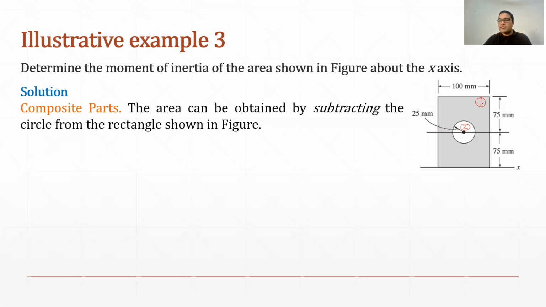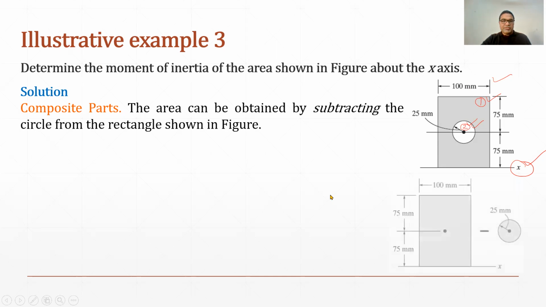So we will be finding moment of inertia of this rectangle and this circle, and to find out moment of inertia of the whole rectangle, what we will be doing is I will first find out moment of inertia of the rectangle about the x-axis, and also I will find out moment of inertia of this circle about the x-axis, and I will deduct the moment of inertia of circle from the moment of inertia of rectangle. So how we do that we will see now.